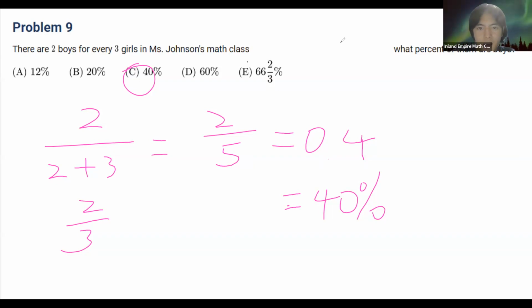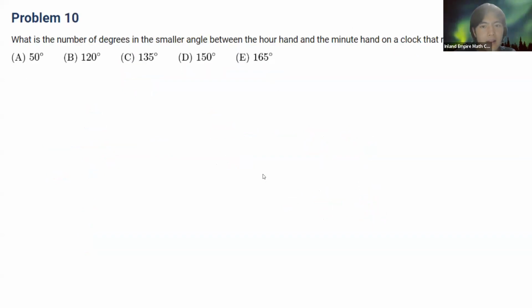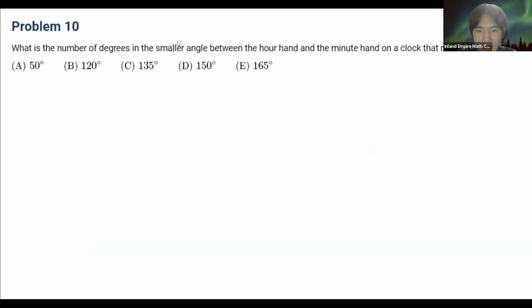Okay. Alrighty. Question 10. What is the number of degrees in the smaller angle between the hour hand and the minute hand? Okay, Kimmy says C. Itzma Kampuda says C. Jasper says D or E. Okay. Would someone like to explain their thought process?